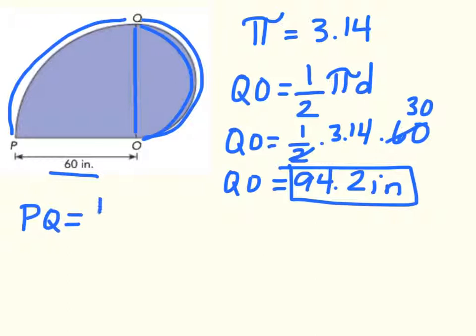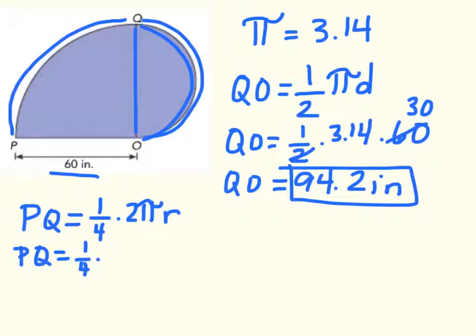That's going to be 1/4 of the circumference of that circle, correct? Because it's a quadrant. And for this one, we're going to use 2 pi r because we have the radius of that circle. So let's plug in what we know. PQ is equal to 1/4 times 2 times 3.14 times 60. Okay?